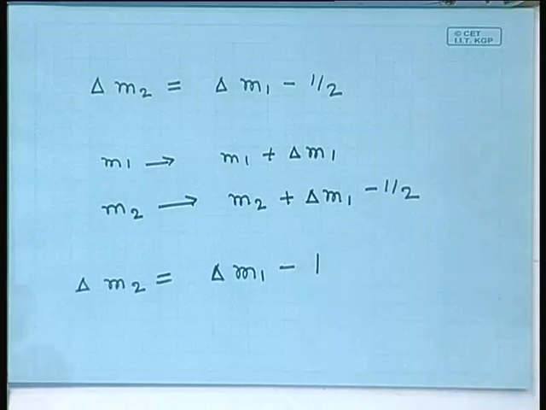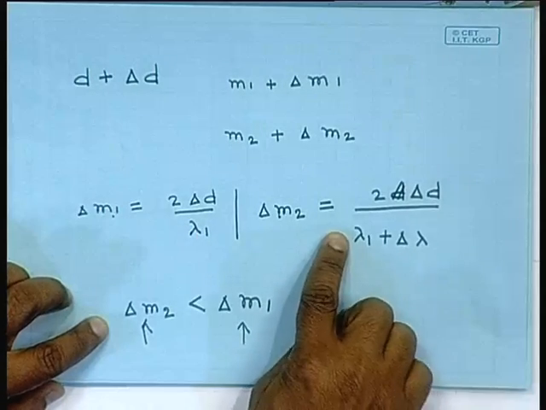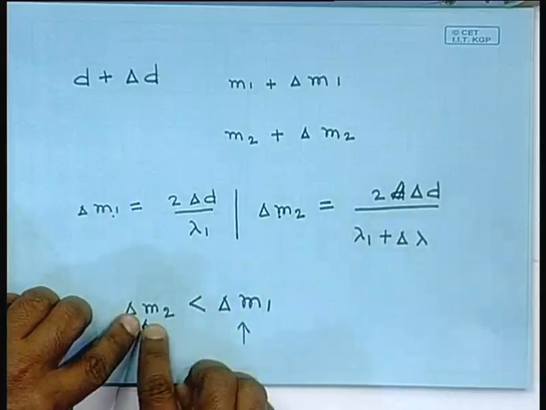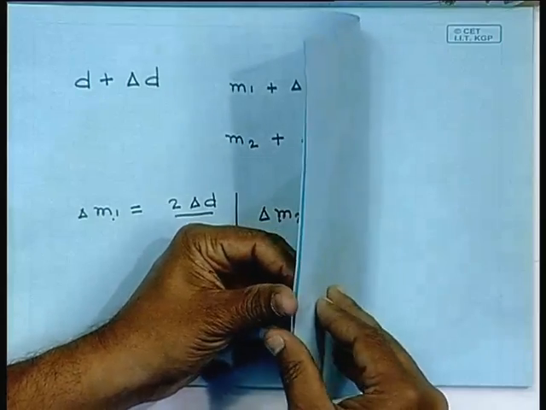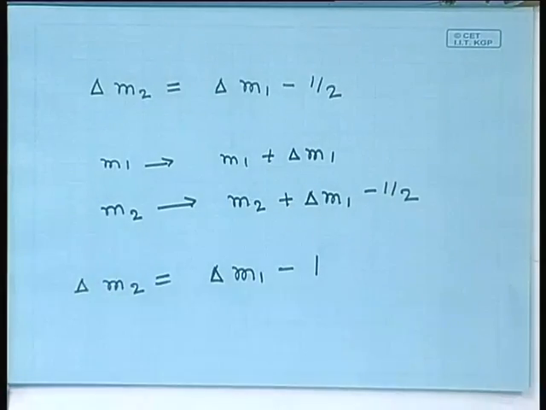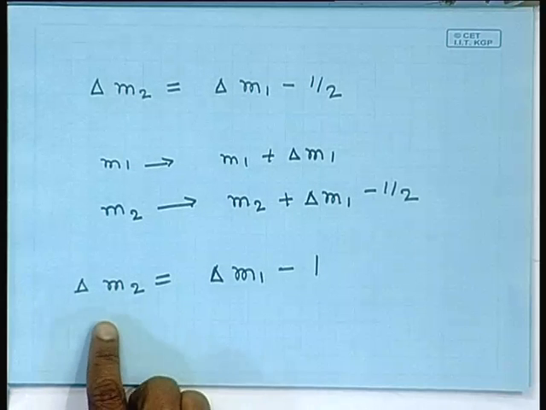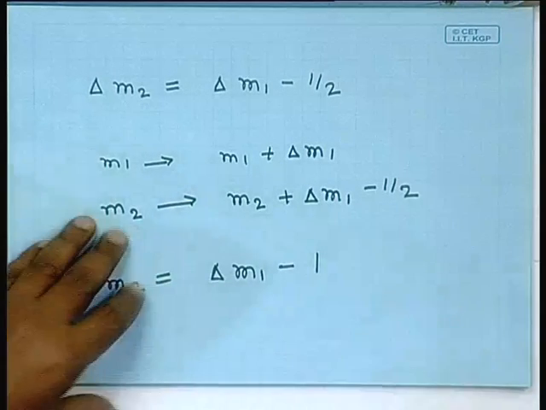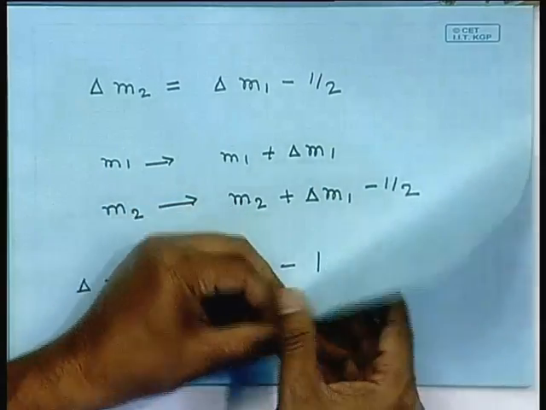So, delta m2 has to be less than delta m1, this we have already seen from here, and if I increase delta d so that these two numbers differ by 1, which is the condition, under this condition the bright fringes of one of the wavelengths are again going to coincide with the bright fringes of the other wavelength. So, when this condition is satisfied, let me look at the full expression.